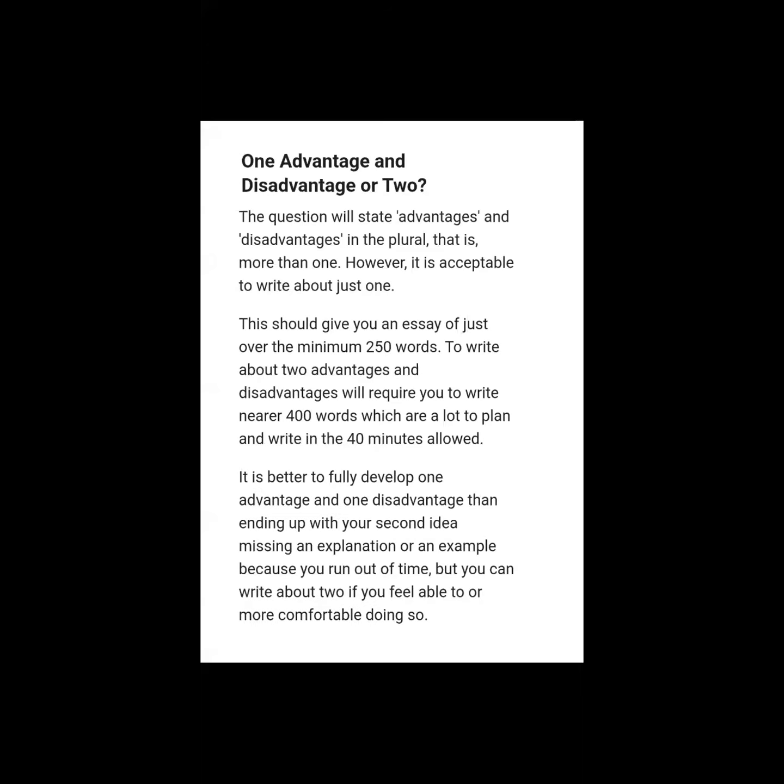So these structures will give you a well-balanced essay with 4 paragraphs. One advantage and disadvantage, or 2. Now, yes, the question will state advantages and disadvantages in the plural. That is more than one. However, it is acceptable to just write about one. This should give you an essay of a minimum of 250 words. To write about 2 advantages and disadvantages will require you to write nearly 400 words, which is a lot to plan and write in 40 minutes, which is allowed.